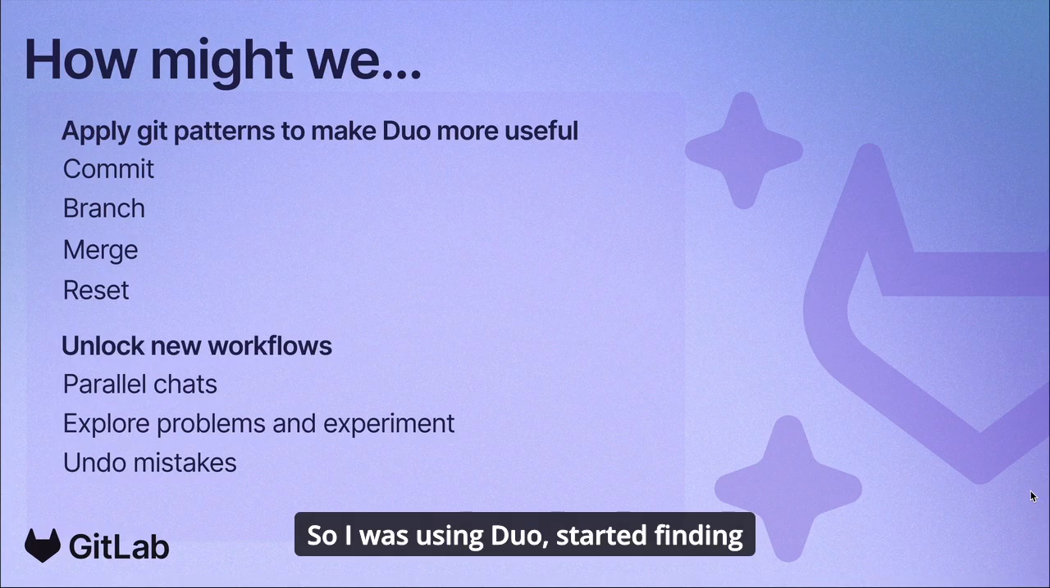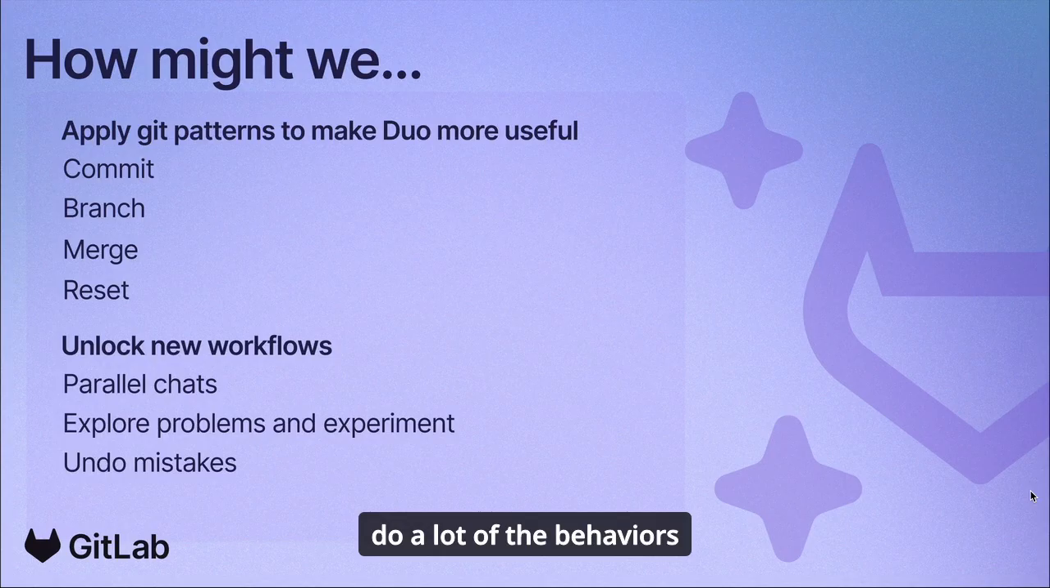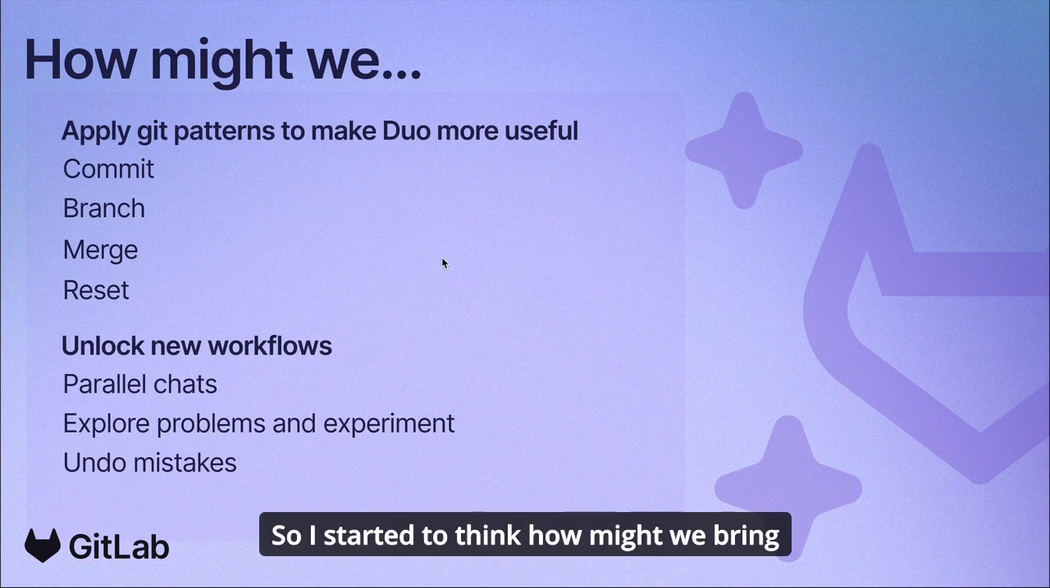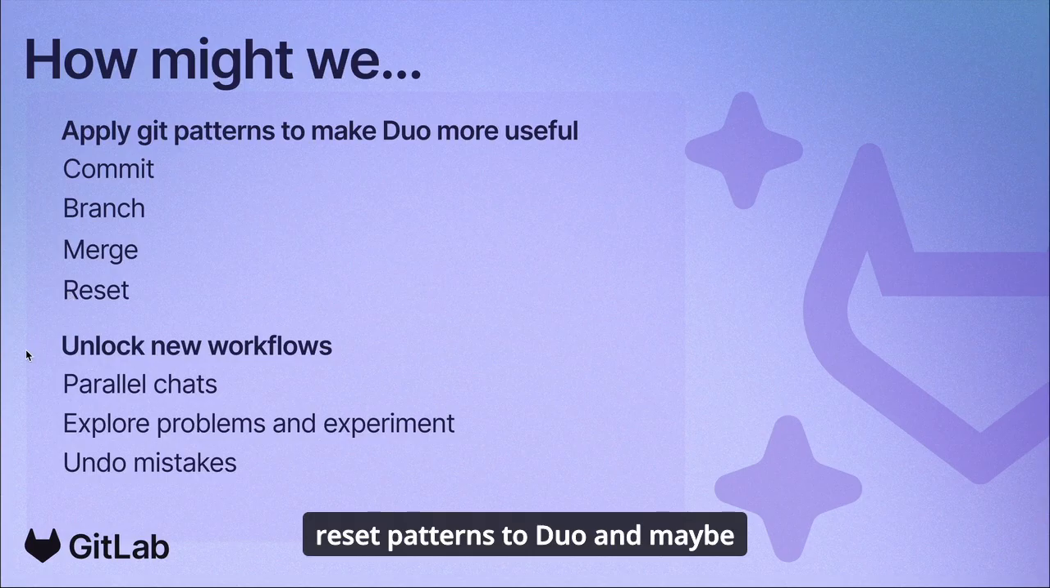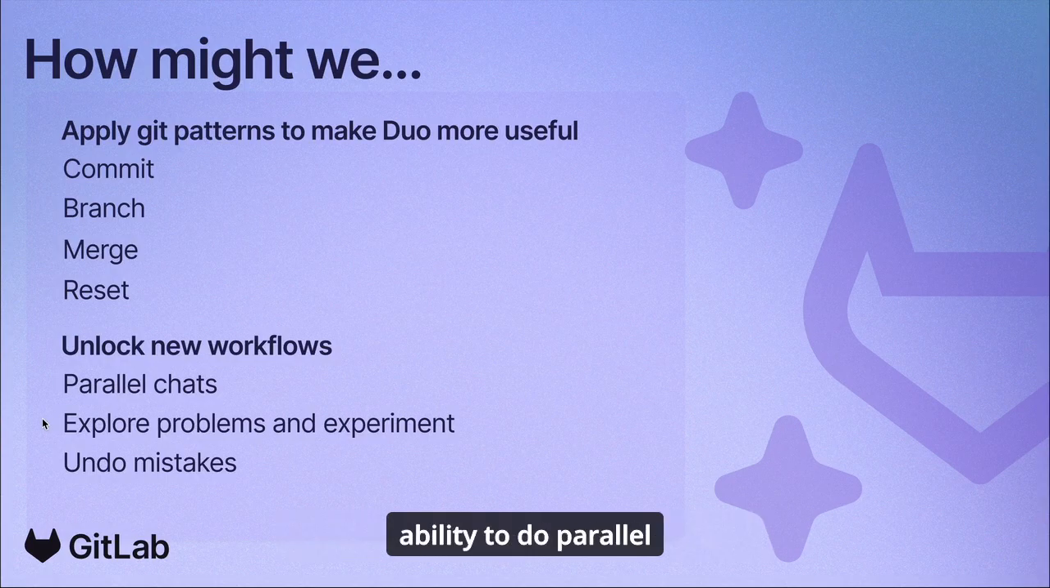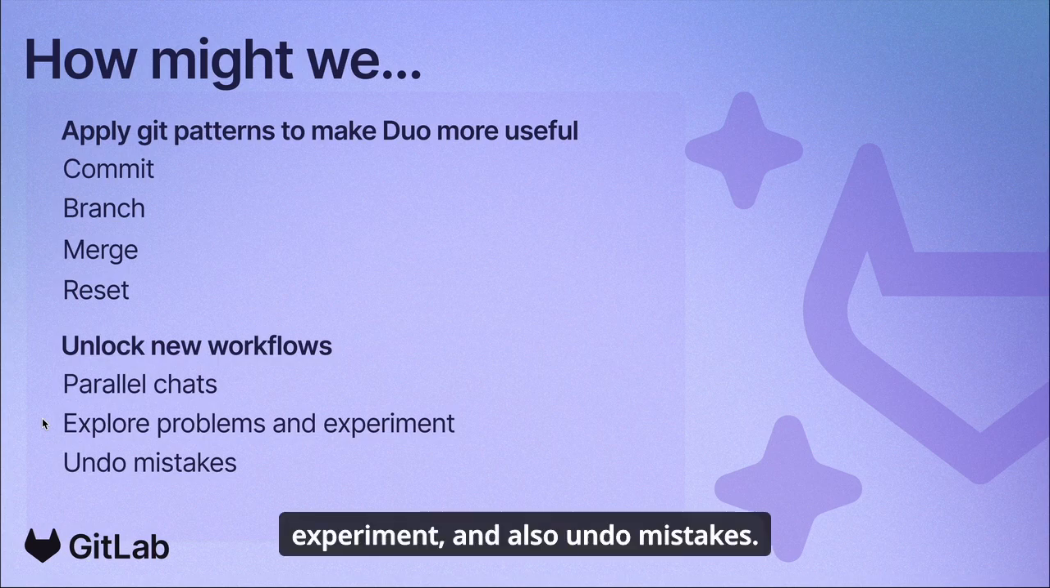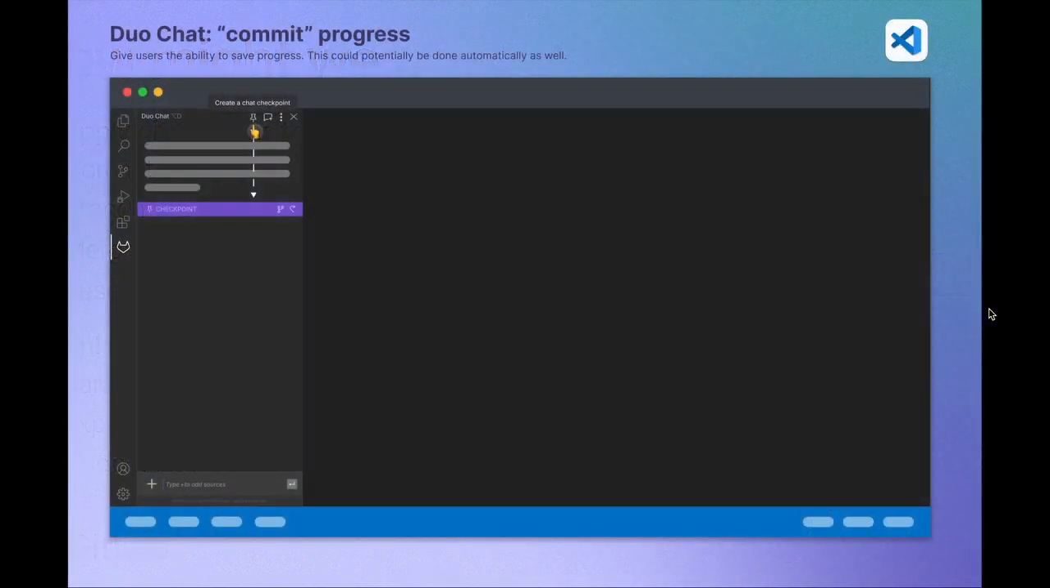So I was using Duo, and started finding myself running into situations where I wanted to do a lot of the behaviors that Git already solves. So I started to think, how might we bring commit, branch, merge, reset patterns to Duo and maybe unlock some new workflows, like the ability to do parallel chats, be able to more freely explore problems, experiment, and also undo mistakes.